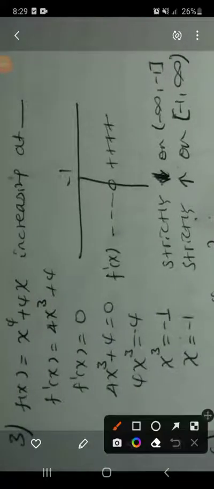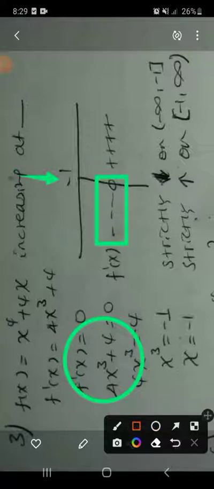So if minus 1 is a critical number, using a sign chart, the first derivative f derivative at x, which is 4x cubed plus 4, is negative if we substitute any number which is less than negative 1, and it will be positive if we substitute any number which is greater than negative 1.